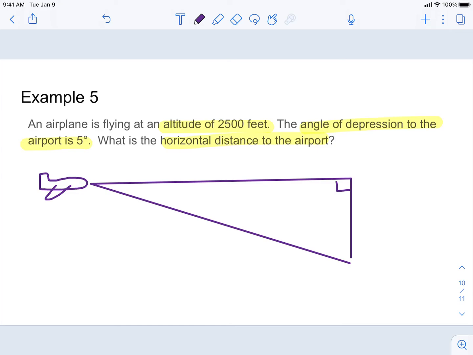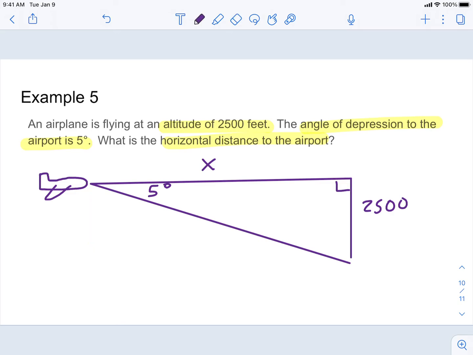Now, sometimes students want to put that number over here because this is where the plane is, but remember, the altitude is just the vertical measurement, so it can go over here. That's fine. The height over here is presumably the same height as over here, above the ground. All right, angle of depression to the airport is 5 degrees. And we want to know the horizontal distance to the airport. Now again, some students want to measure that along the ground, but it doesn't really matter. The distance from here to here, like if we made a line straight down, this distance is the same as this distance. So we'll put our x up here instead.